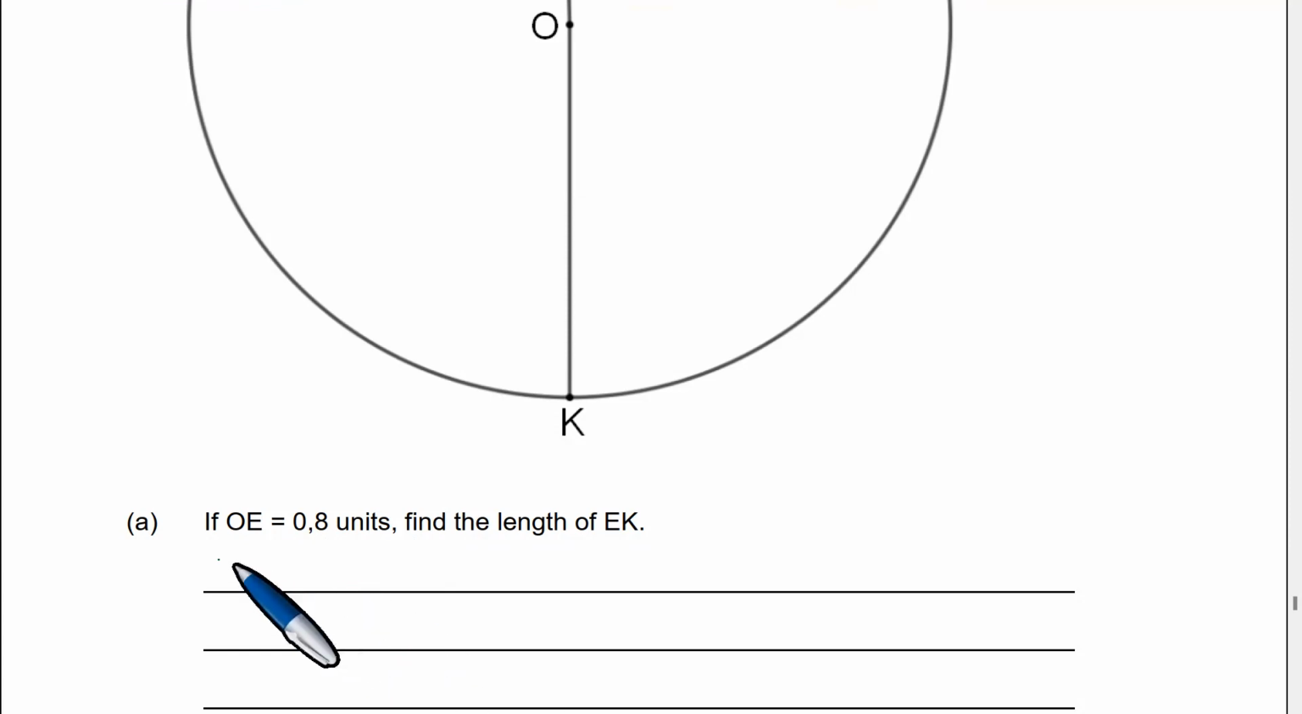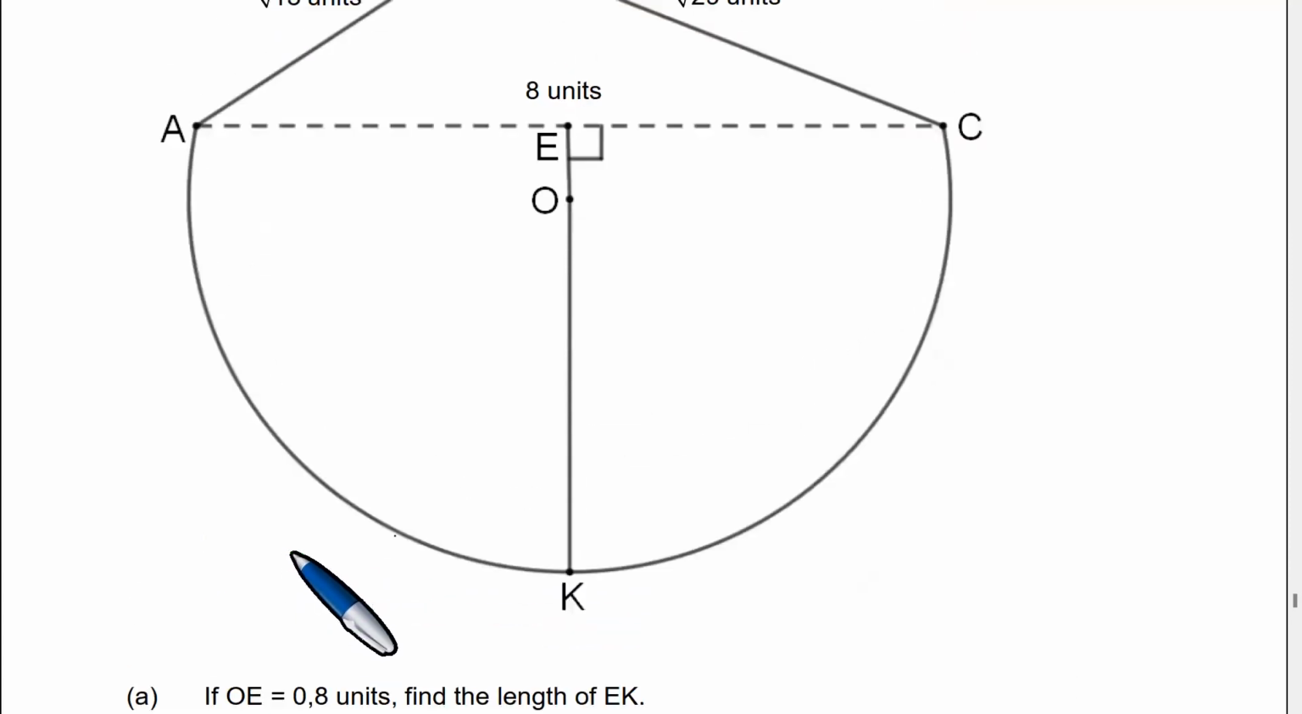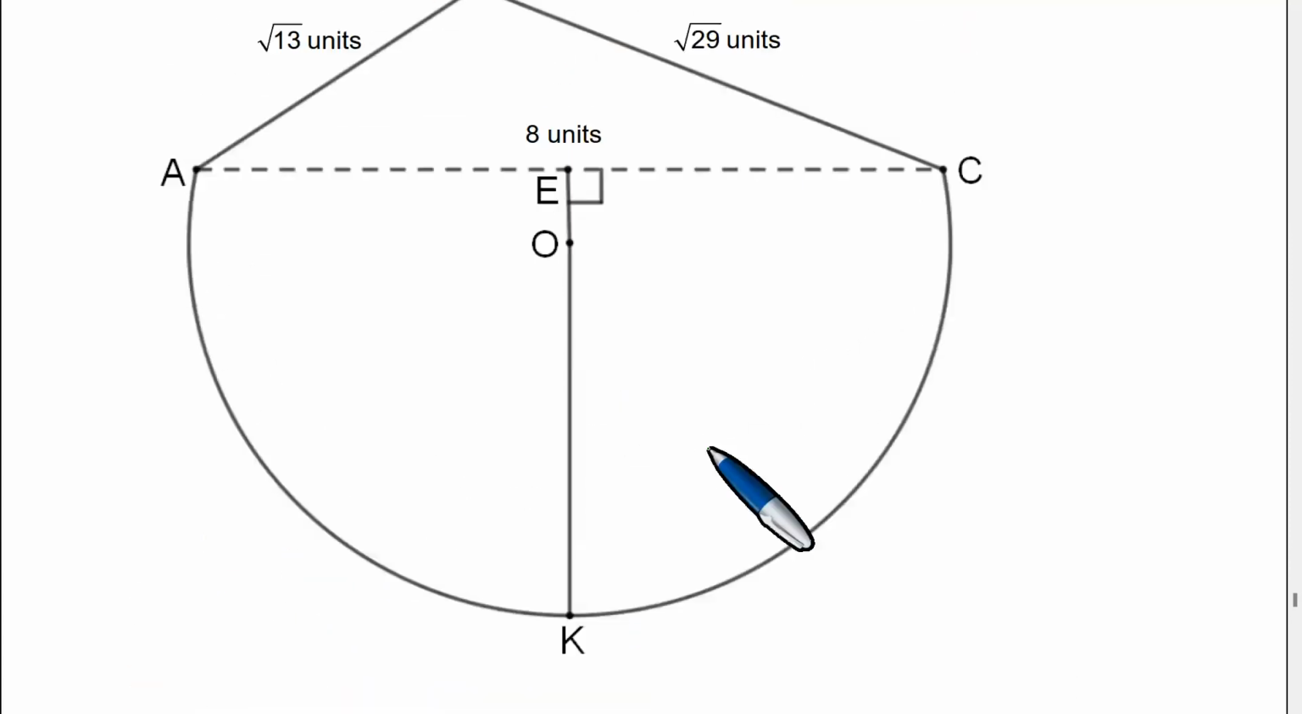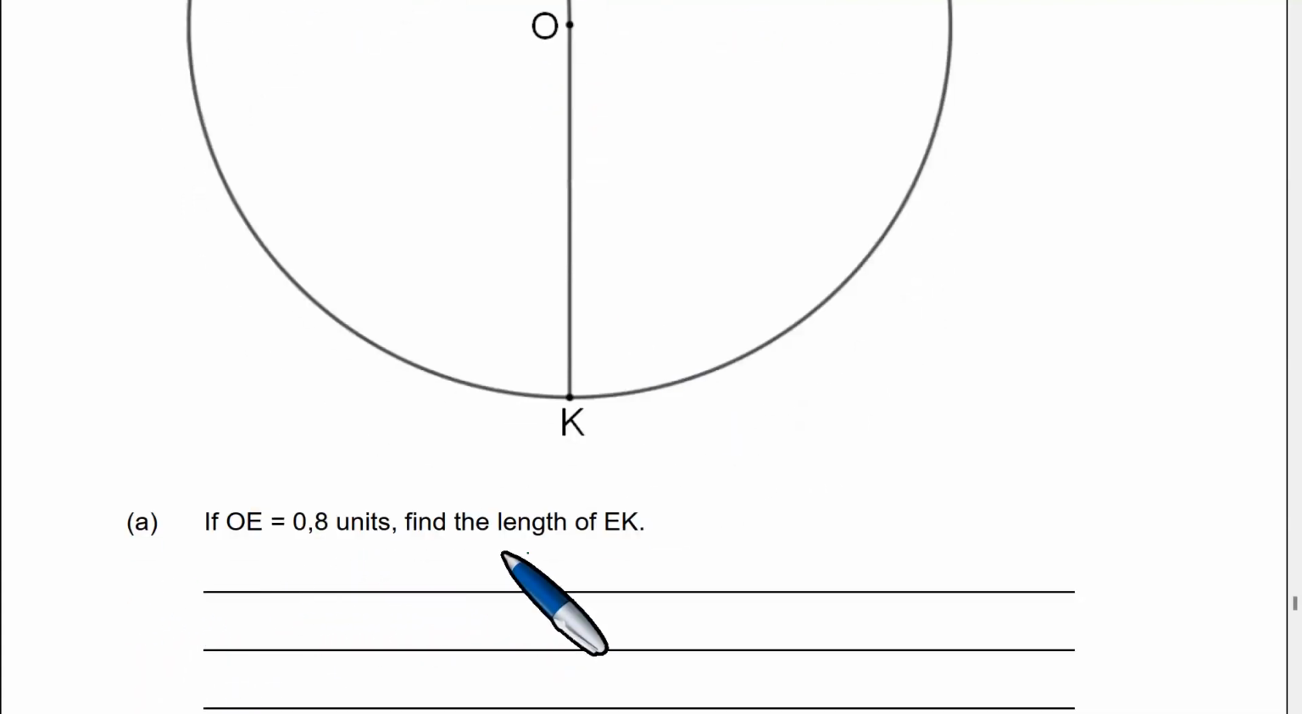Okay, if OE is 0.8 units, okay, I'm having Lindsay joining. That's okay. Right, if OE is 0.8 units, find the length of EK.